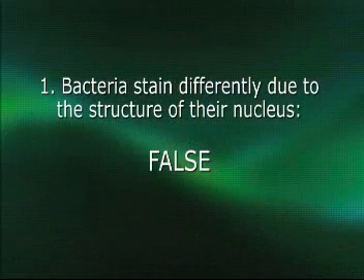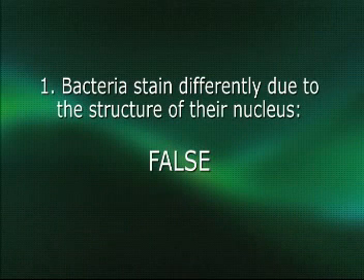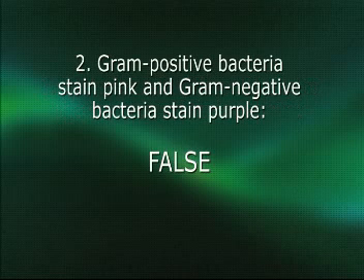The statement that bacteria stain differently due to the structure of their nucleus is false. The cell wall determines how bacteria stain. The statement that gram-positive bacteria stain pink and gram-negative bacteria stain purple is false as well. Gram-positive bacteria stain purple, and gram-negative bacteria stain pink.